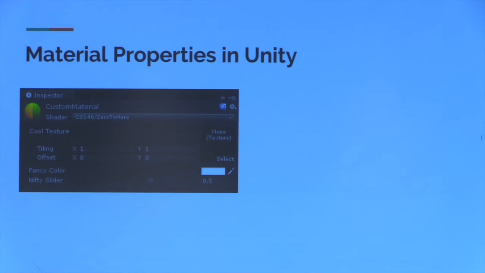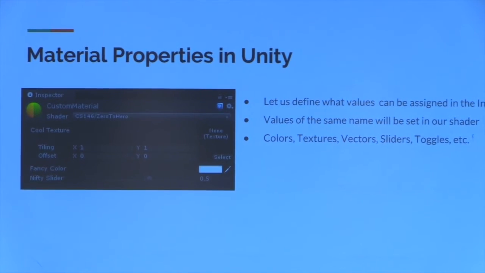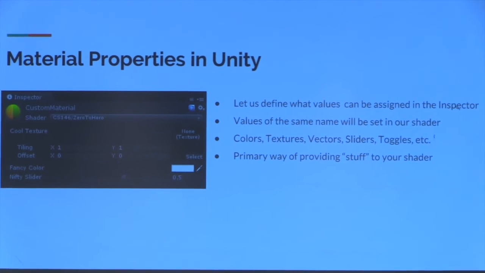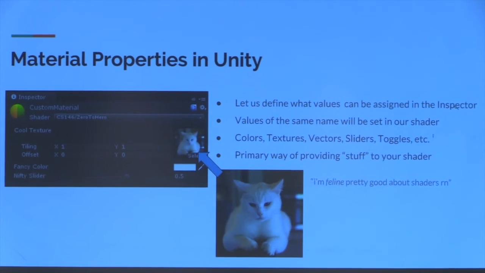So let's look at something in Unity. In Unity, we can expose these things called material properties, which let us pass in some stuff. So now that we're using a texture coordinate, let's expose a texture here. You can expose all kinds of stuff: colors, textures, vectors, sliders, anything you can imagine that you might need to use in your shader. It's the primary way of getting stuff into your material. So let's go ahead and assign a texture here to our shader.